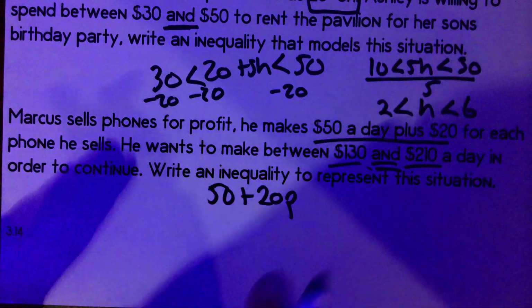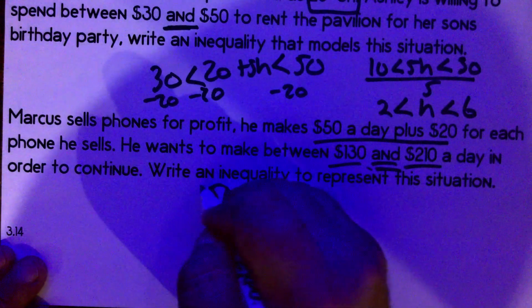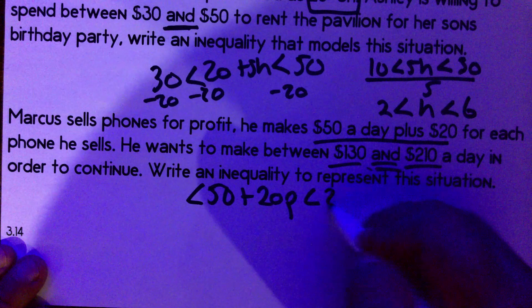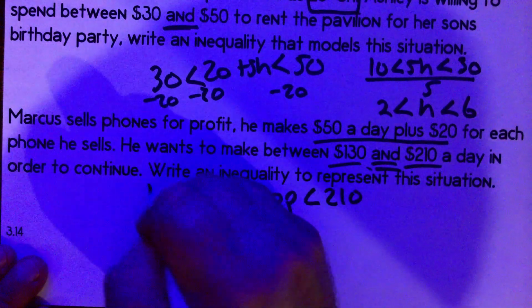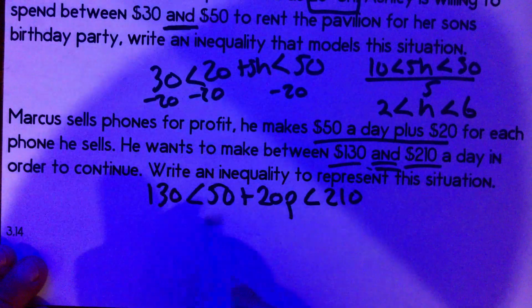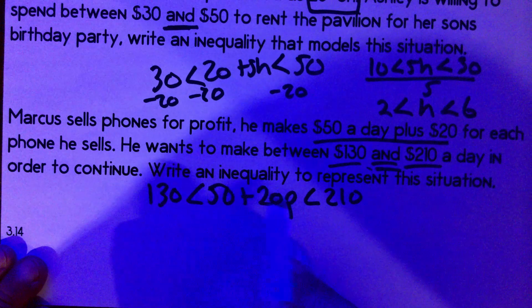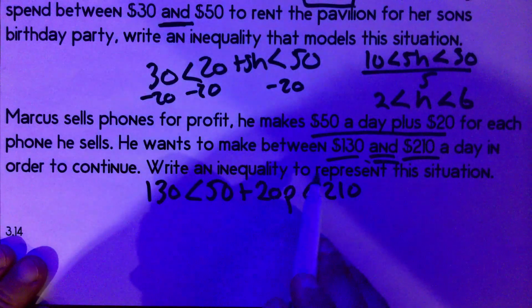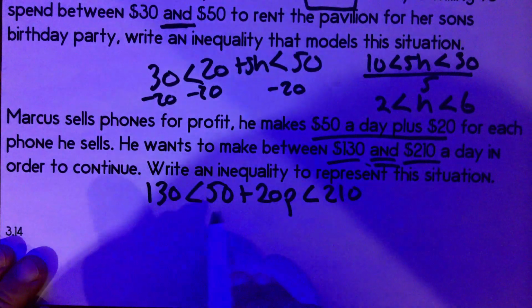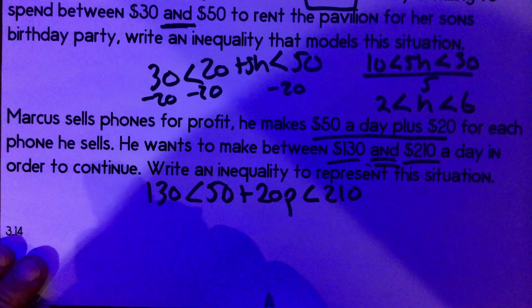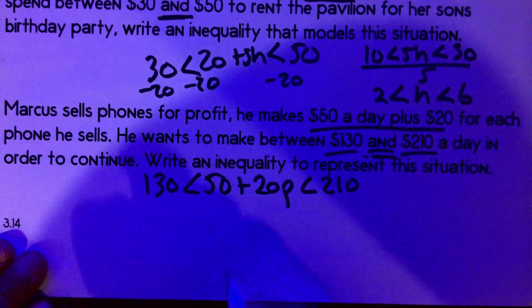So we know we're going to have our two less than signs. And you want your biggest number on the right. That's 210. And your smallest number on the left. That's 130. But let's make sure these inequality signs are correct. He wants to make between 130 and 210. So yeah, it doesn't include those two values. So now we just solve for P.